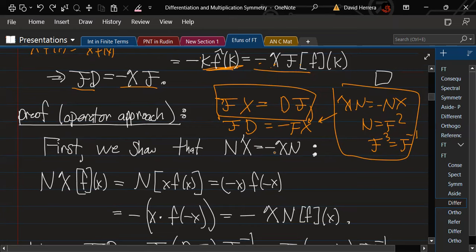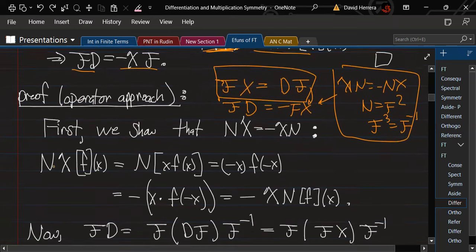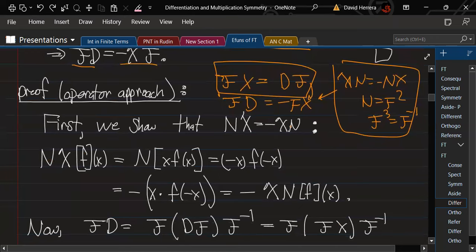So we're going to show that Nx is negative xN. We're going to show what it is, and then we'll explain why it's kind of obvious. So let's do Nx of f. So x of f multiplies f of x by x, and N puts a negative sign on all the x's. So we get negative x, f of negative x. Now, let's pull that negative sign out. Negative x, f of negative x. This thing right here is Nf of x. This is multiplied by x, so it's going to be x times Nf of x. And then there's that negative sign. So we get Nx is negative xN.